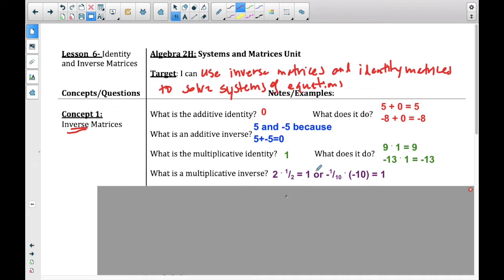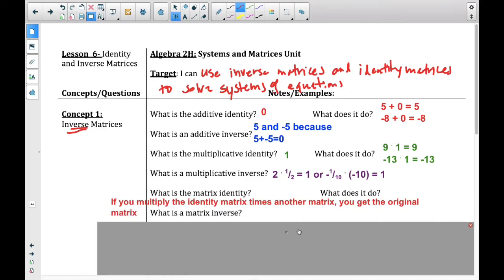Well, when we're solving equations, let's talk about multiplicative inverses. When we have a multiplicative inverse, 2 times 1/2 is 1. They are inverses of each other. You multiply 2 times 1/2 and that gives you 1. Or negative 1/10 times negative 10 is going to give you 1. So 2 and 1/2 are inverses. Negative 1/10 and negative 10 are inverses, because when you multiply them together, you get 1. And 1 is the identity.